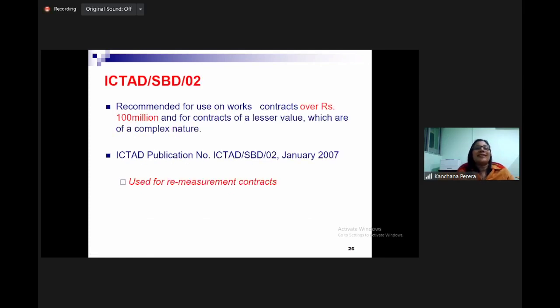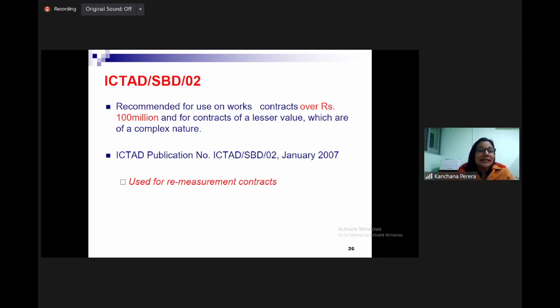Then SBD 02, major works. Recommended for use on works contracts over 100 million, major projects, and for contracts of a lesser value which are of a complex nature. For example, if it is a government project, availability of funds will decide the size of the project per year. Say this year we have 90 million, next year we have 150 million, and the total project value is 240.